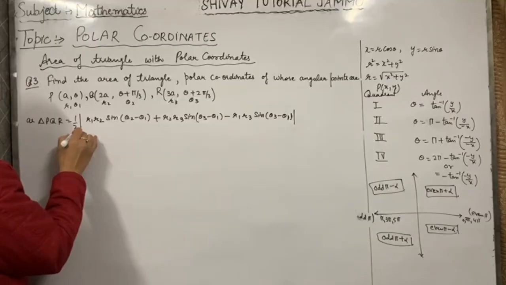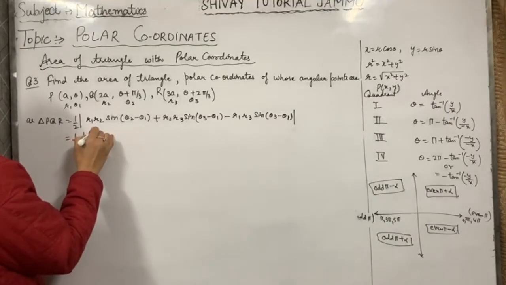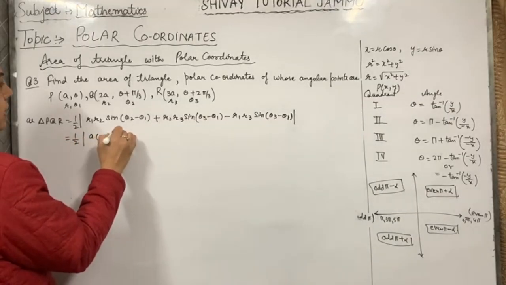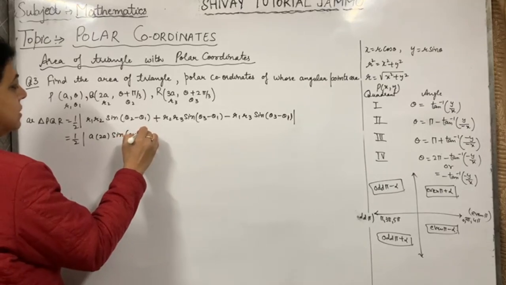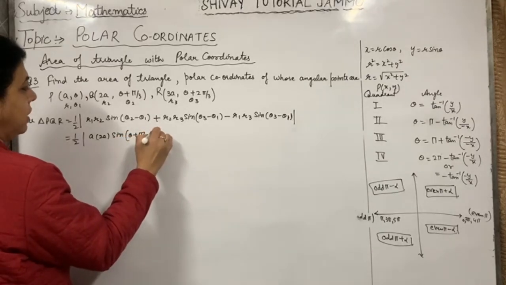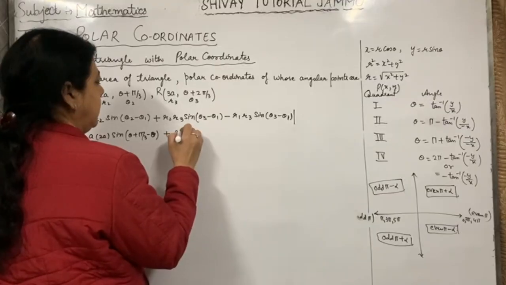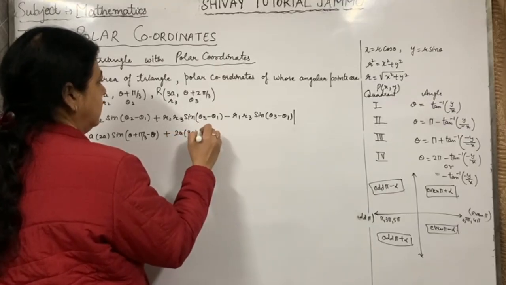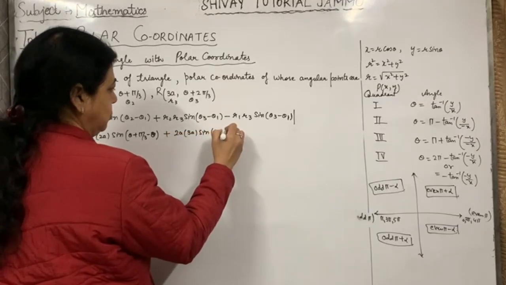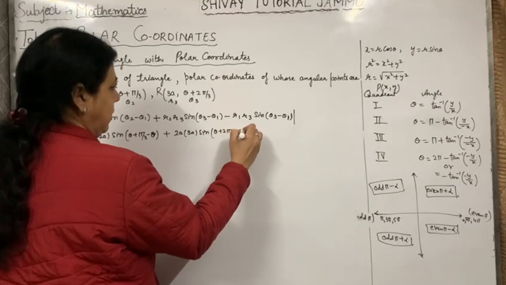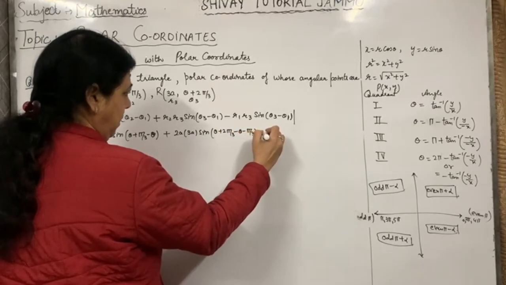Clear? One by 2, r1 r2, with r1 as A, twice A, sine of theta plus pi by 3 minus theta, plus twice A, 3A, sine of theta plus 2 pi by 3 minus theta minus pi by 3.